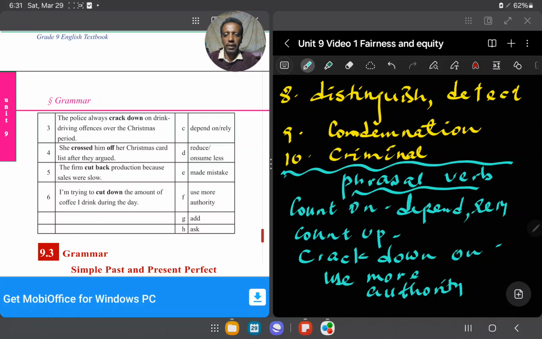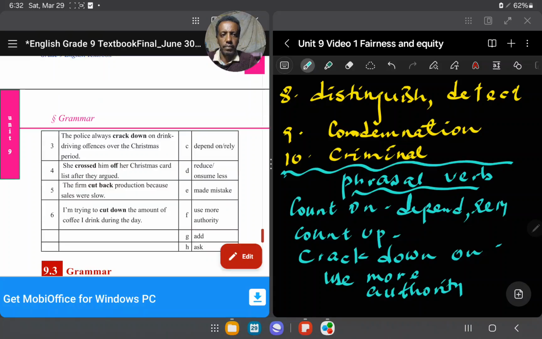Number 6. I'm trying to cut down the amount of coffee I drink during the day. Here it has the same meaning. Reduce. I'm trying to cut down the amount of coffee I drink during the day. So reduce is similar, you can say D, because they have the same meaning. They have the same context. So reduce.